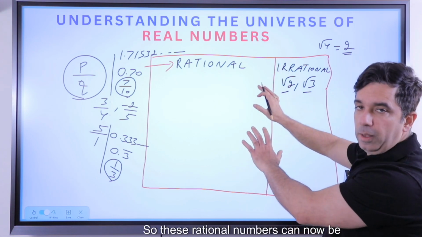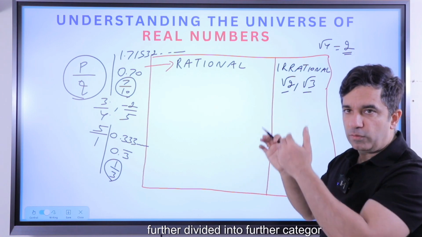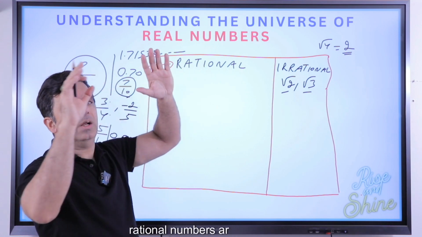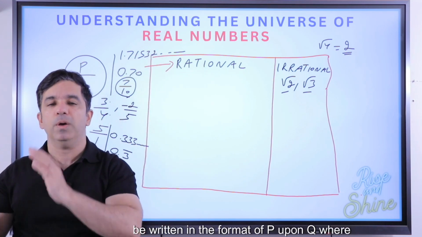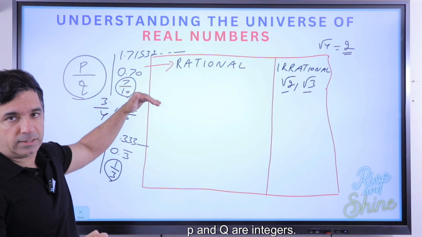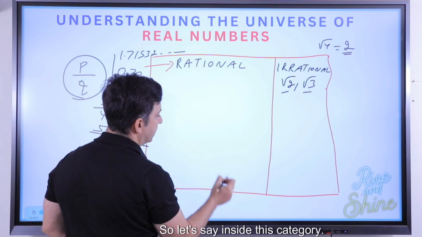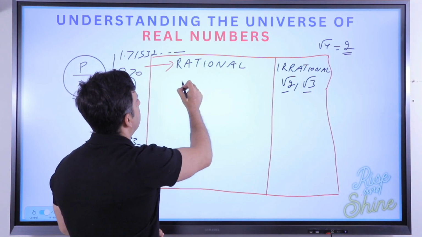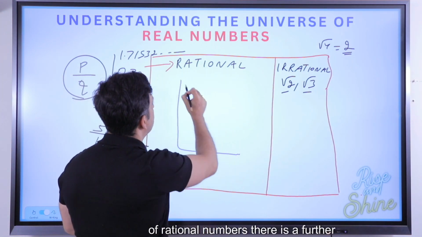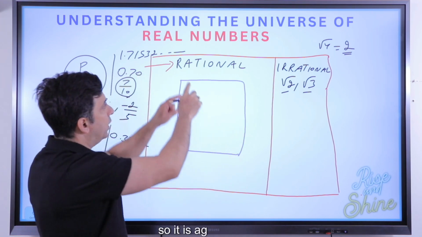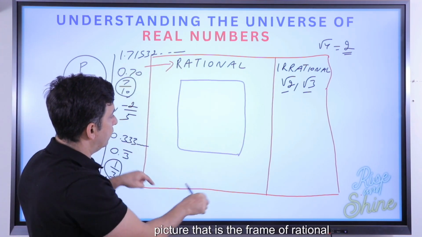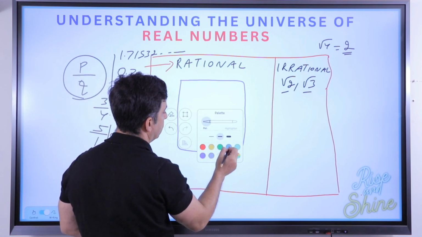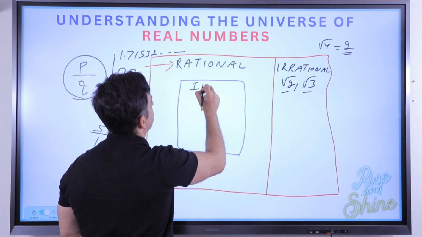So these rational numbers can now be further divided into further categories. This is the basic name. We know that rational numbers are those numbers which can be written in the format of P upon Q, where P and Q are integers. So let's say inside this category of rational numbers, there is a further subset. It is again a part of this bigger picture, that is the frame of rational numbers. So there is further a subset which is of integers.